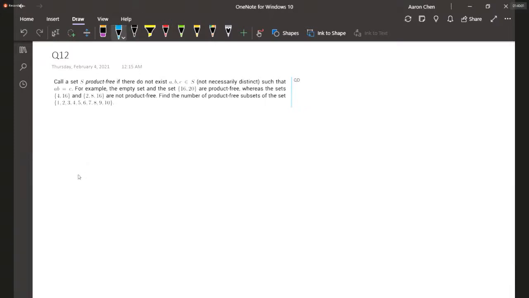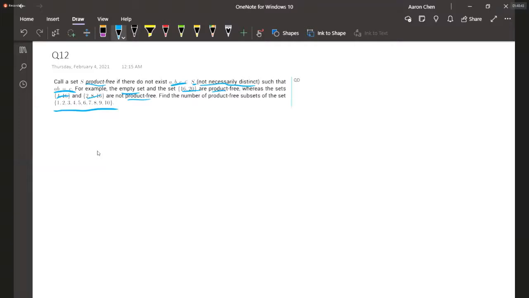So you call a set S product free if there do not exist A, B, and C in S, not necessarily distinct, such that AB is equal to C. For example, you're given that the empty set counts as product free, and the set {1, 6, 20} counts as product free. However, {4, 16} is not product free because 4 times 4 is equal to 16. And similarly, {2, 8, 16} is not product free because 2 times 8 equals 16. And so we want to find the number of product free subsets of the set {1, 2, 3, 4, 5, 6, 7, 8, 9, 10}.